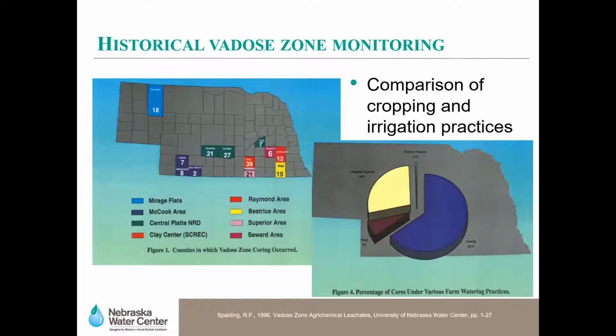We've been studying the Vadose zone for quite a while. This shows a report that was produced back in the mid-1990s where we compared Vadose zone nitrate to different cropping and irrigation practices. If we can look at that data over time, it might start to tell us a story about how important the Vadose zone is in controlling or dealing with groundwater quality issues like nitrate.